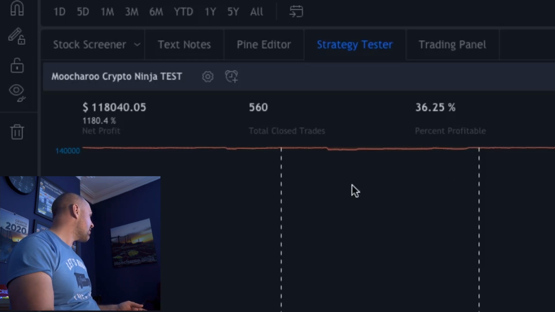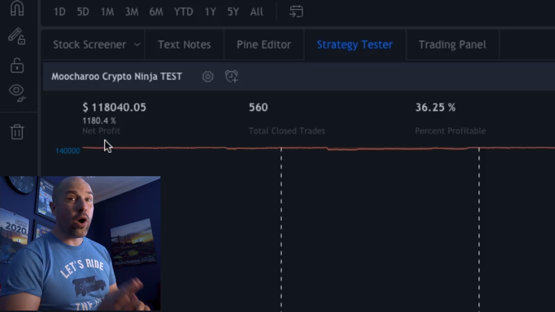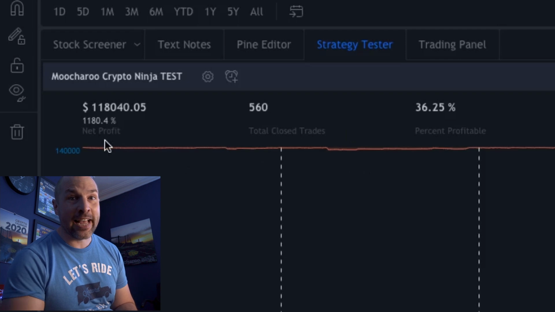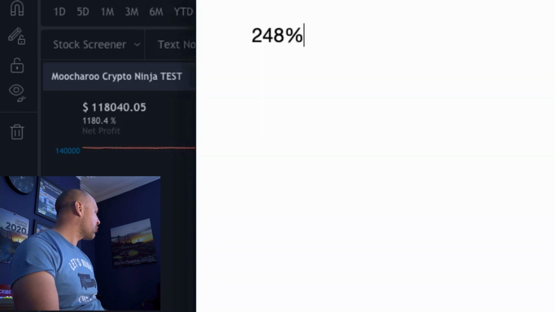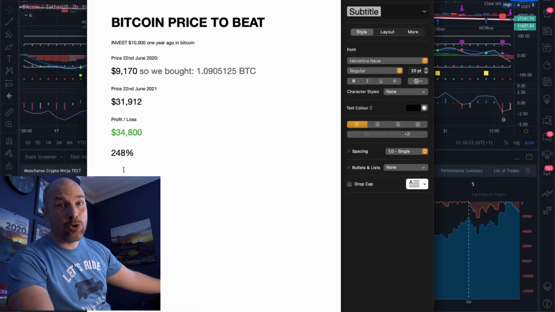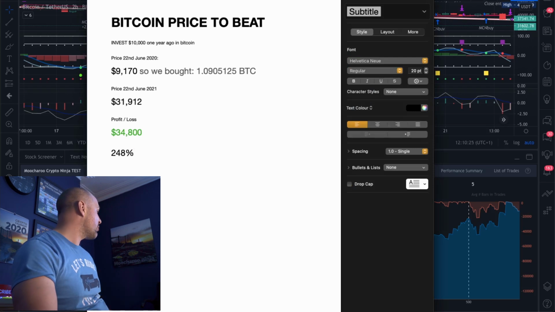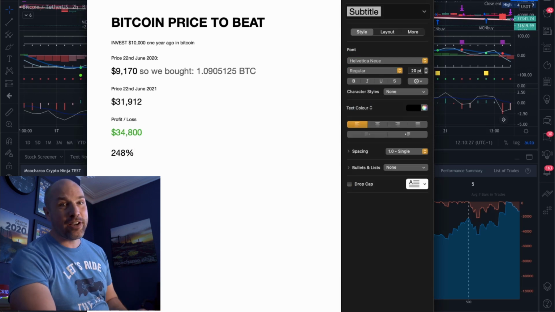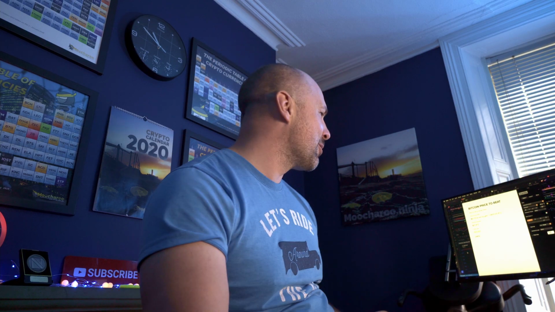Now the problem with this code from Lazy Bear is it uses version 2, and just check this out, okay? You can see that we have a net profit now of 1,180, which I'm sure you are aware we wanted to beat 248, and now we're coming in at 1,180. Surely this is it. We've hit the big time now.